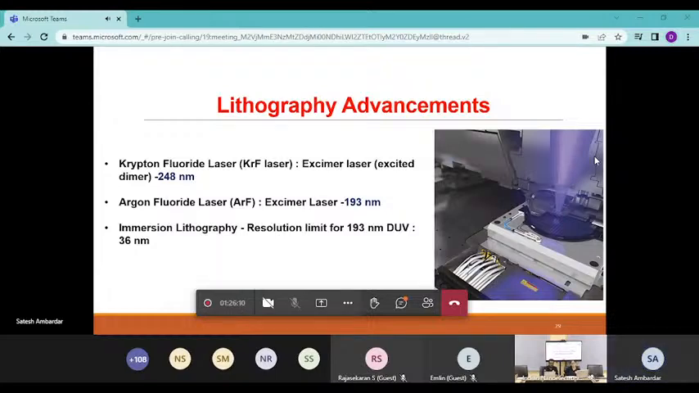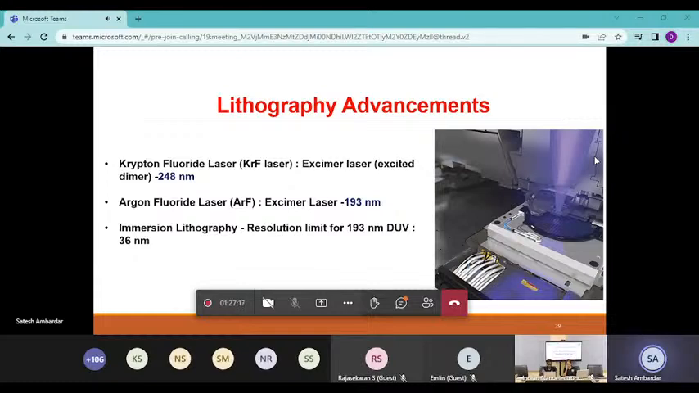The next excimer development was the argon fluoride laser. The wavelength of this is 193 nanometers, and with the help of this, we could realize up to 80 nanometer feature size. Because of the limitations of this technology, as a resolution enhancement scheme, the usual air gap between the lens and the wafer was replaced with a liquid medium. In dry lithography, air is the medium, but in immersion lithography the liquid replaced the air, and with this the feature size could be realized up to 36 nanometers.